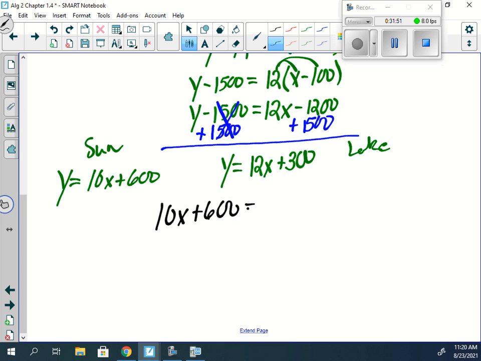Well, since the cost is y, we can actually set these two equal to each other because we're wanting to know when the cost is the same. And since the value of y is the cost, we're wanting to know when the y values are the same. So we can really just set them equal to each other and solve for the value of x.